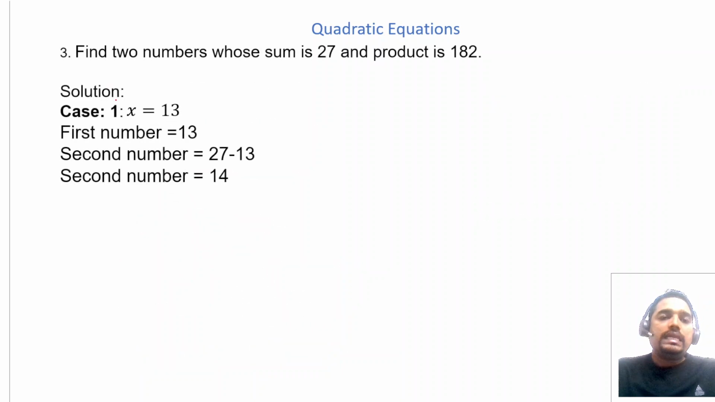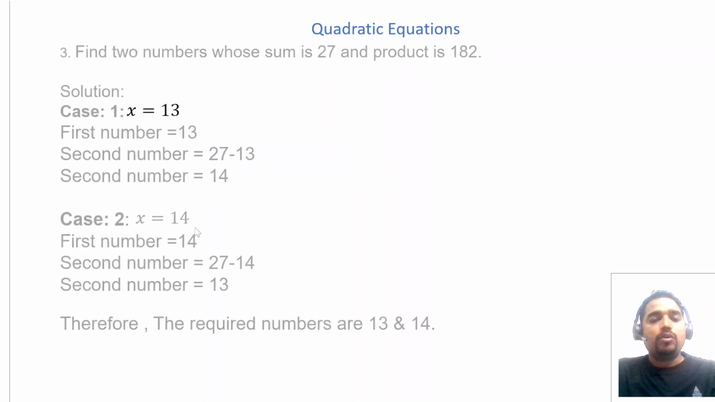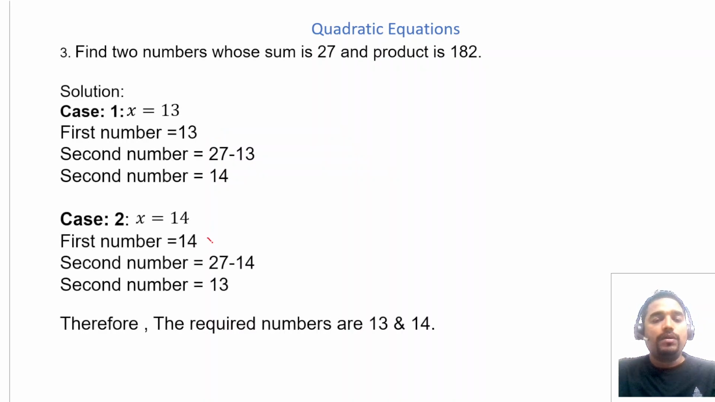Now, in order to find the two numbers, if the first number is assumed as x, then the second number would be 27 minus x. That is, if x is 13, then the second number is 27 minus 13, or 14. Also, if x is equal to 14, then the first number would be 14 and the second number would be 27 minus 14, that is 13. Therefore, the required numbers are 13 and 14.